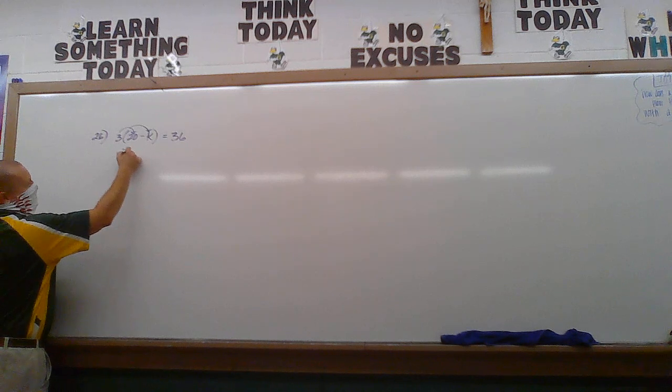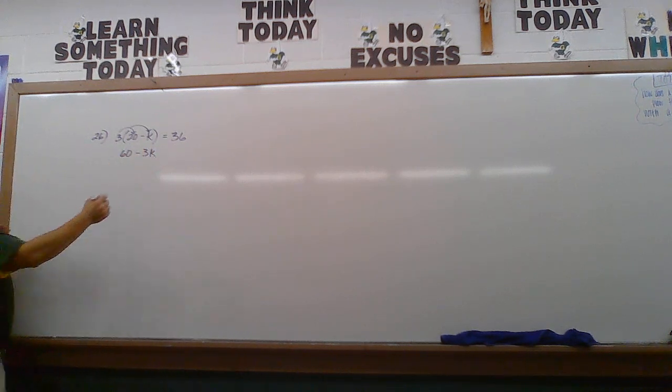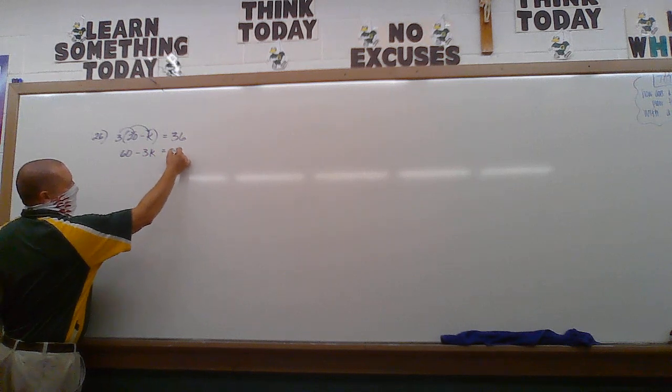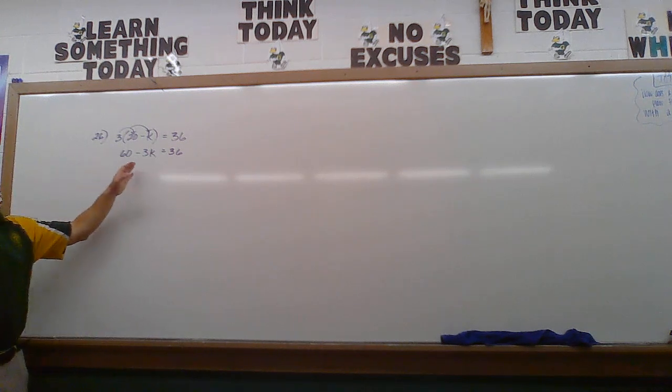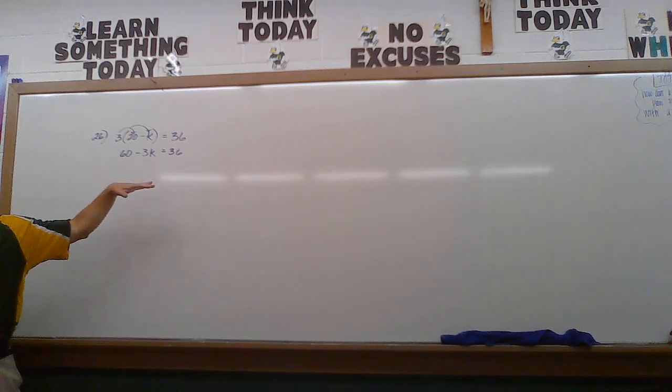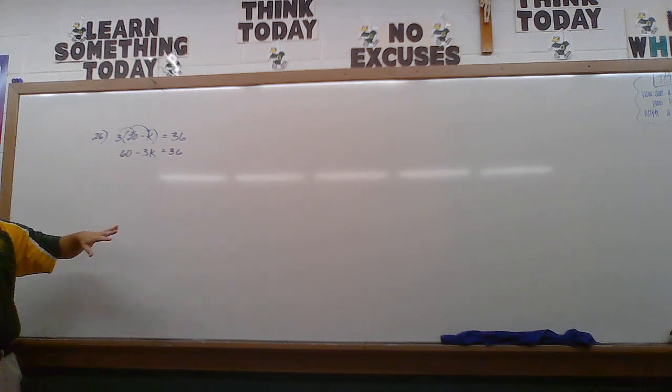So I get 60 minus 3K. Don't forget the sign. And then it's equal to 36. Now I'm just into a two-step equation, right? But really, in our expressions, we use PEMDAS, our order of operations. I kind of told you that in this case, you're going to use SADMEP. You're going to go backwards.